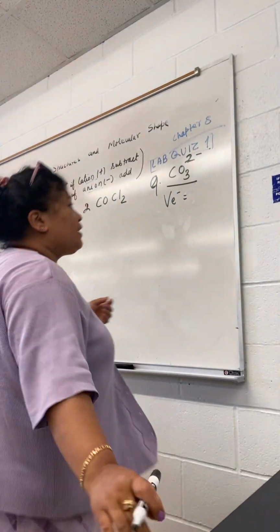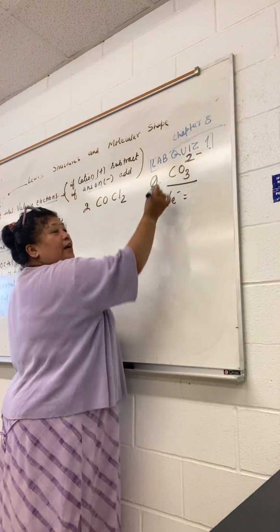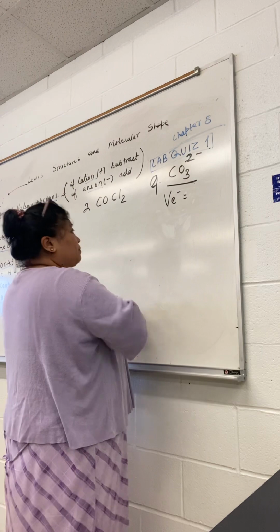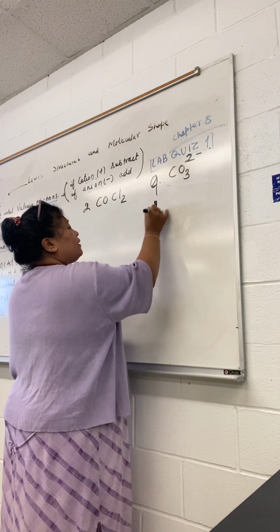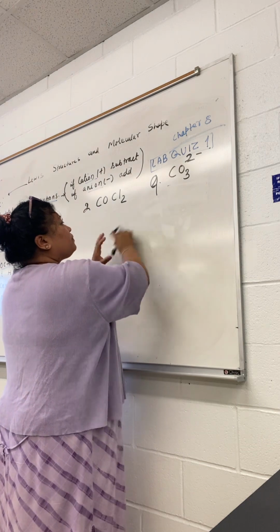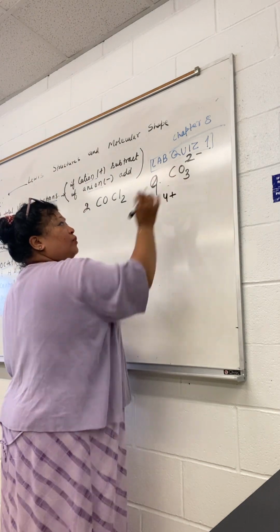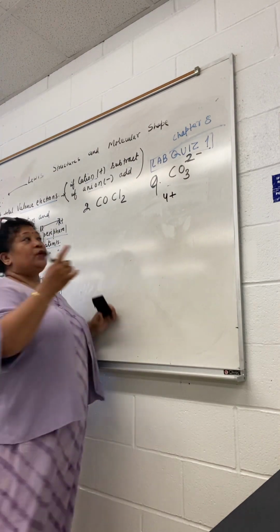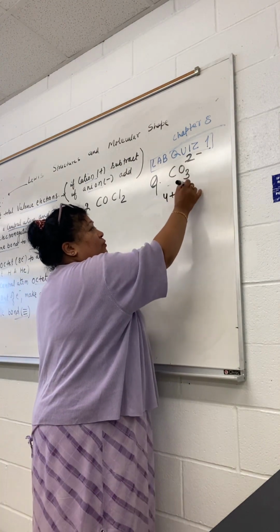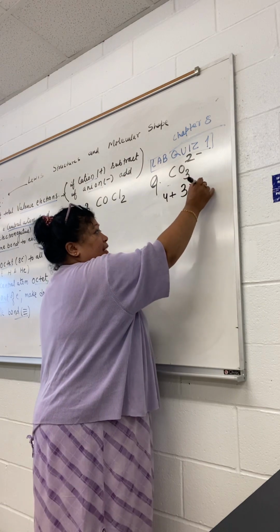Okay, I'm going to start. So you have carbon, 4. You're saying carbon is 4, right? Plus, now you have oxygen. How many oxygen? 3. 3 of them, right? So 3 times 6.